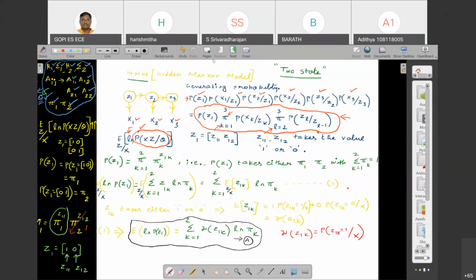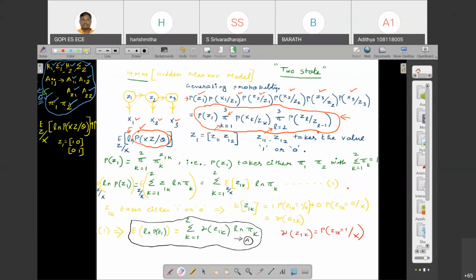Once again, the trick is very simple and also very important. What we are really doing here is writing this probability of Z1 in a different way. Using this trick, probability of Z1 is written as the product, this symbol is the product symbol, k equal to 1 to 2, of this prior probability pi k to the power Z1k. Z1k means the element of Z1, to indicate the number of the state.